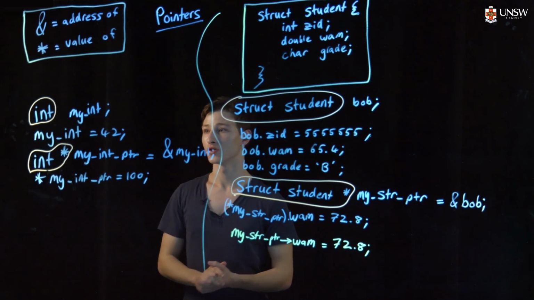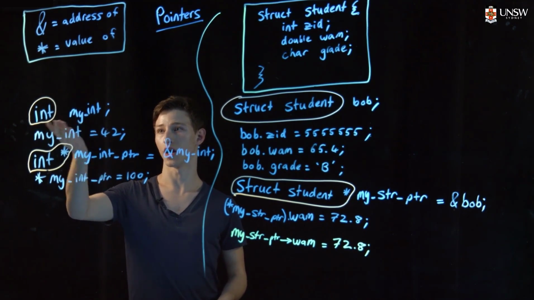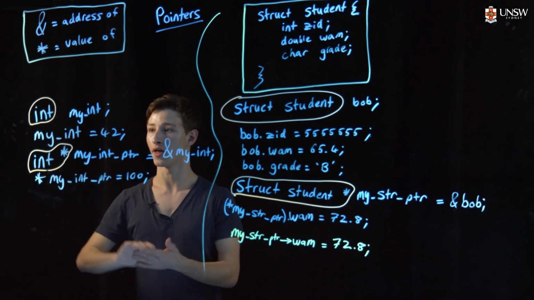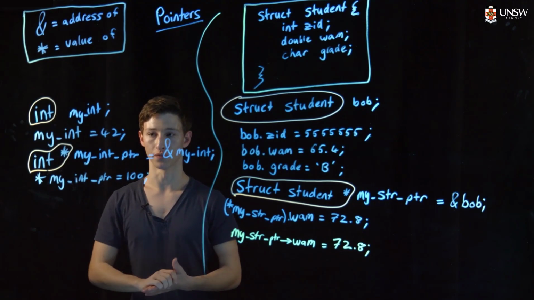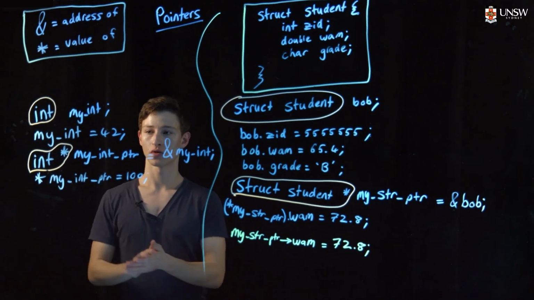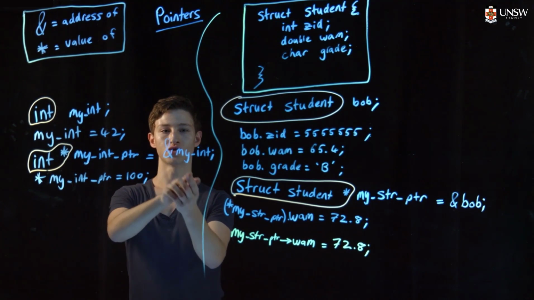So first off, we're going to create a variable myInt of type integer, and then we're going to set it immediately equal to 42. Now we're going to create another variable of type intPointer called myIntPointer, and we're going to set it equal to the address of myInt.